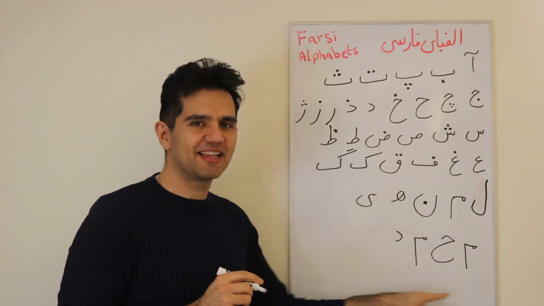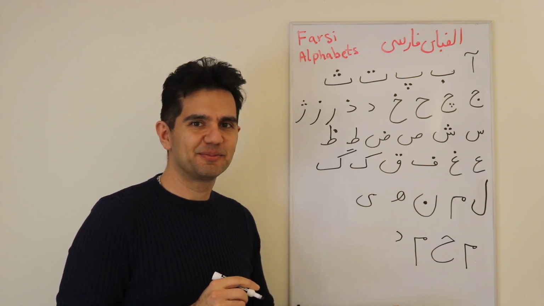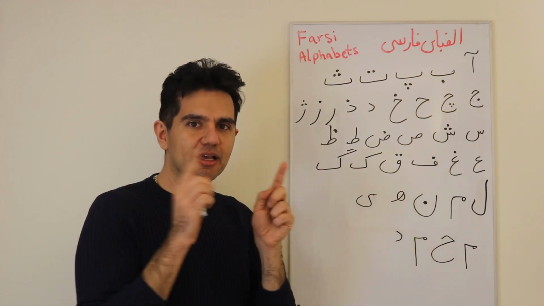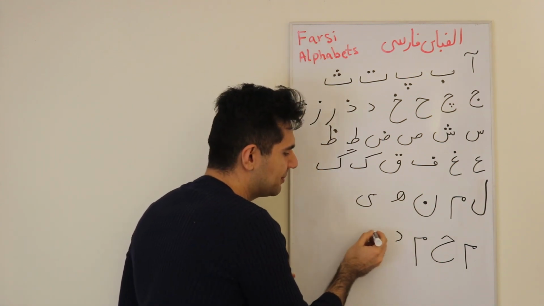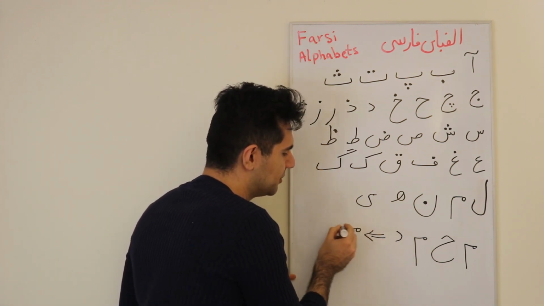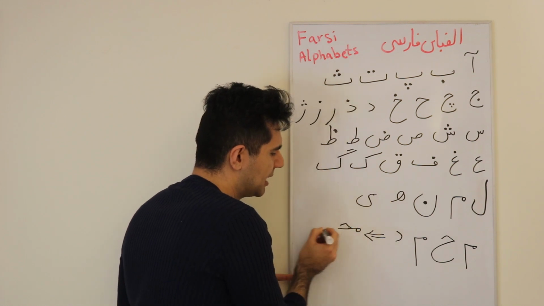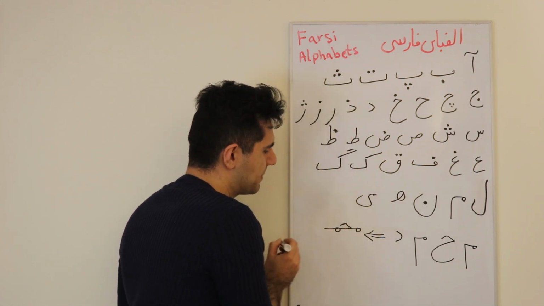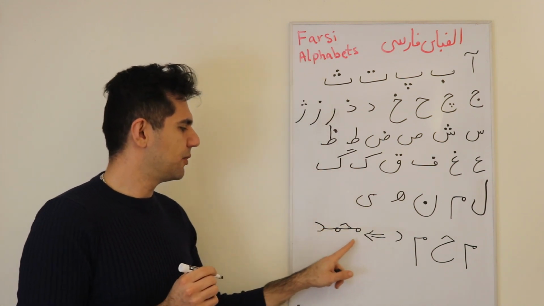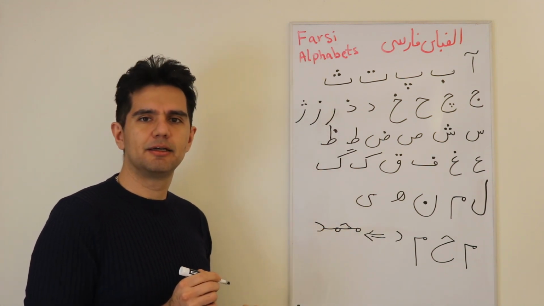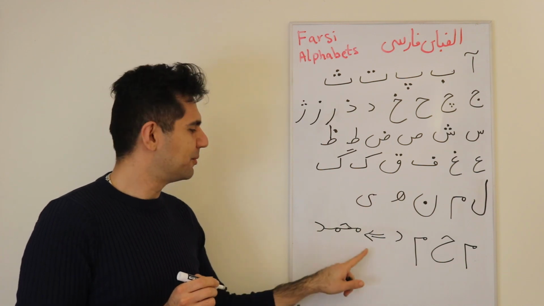But we do not write that like that in Farsi. We put together or concatenate these letters. And how we write Muhammad is like Mo, Ha, Ma, D. Muhammad.